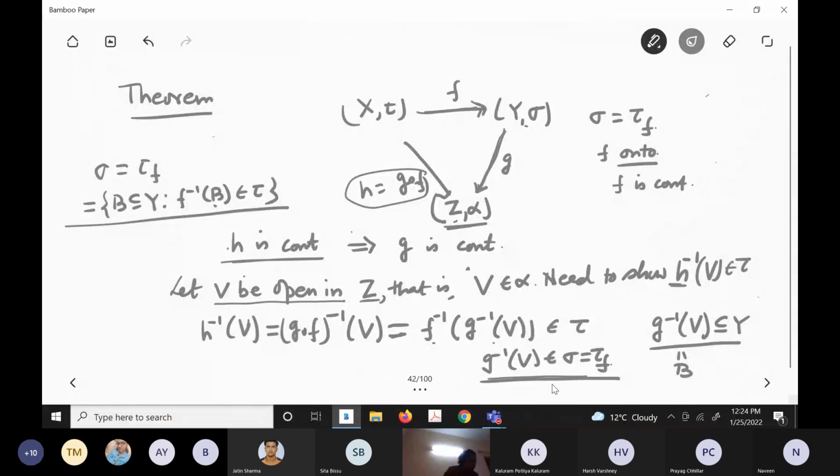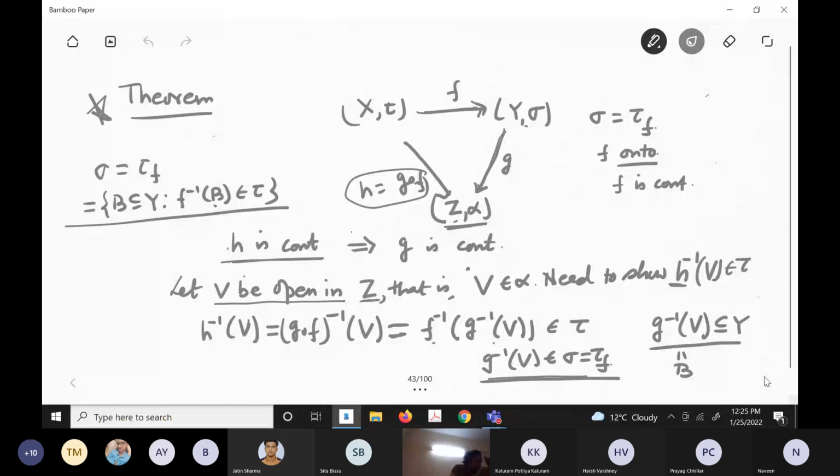So look how we are using the idea of the quotient topology. This is an important result. This proof is very simple, but you should understand the proof, so that it will give you a better perception of quotient topology.